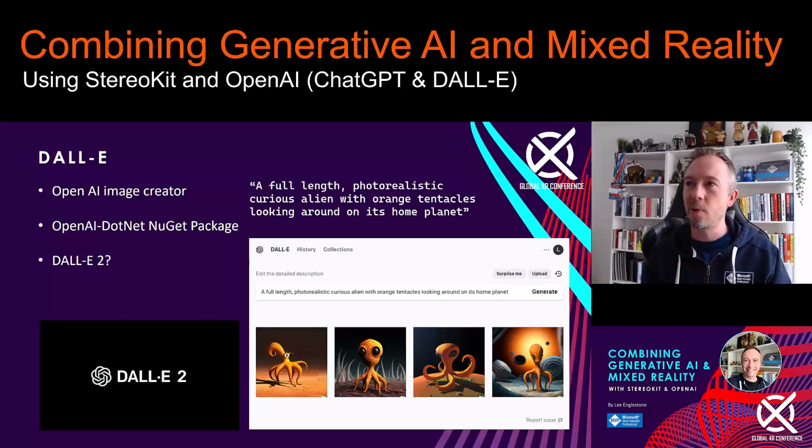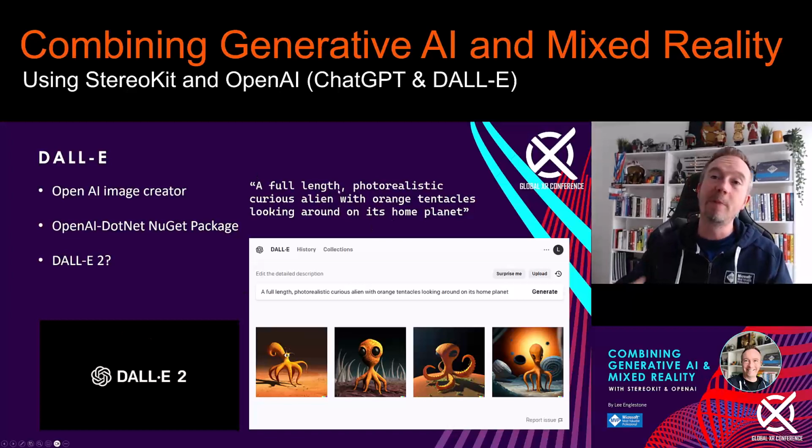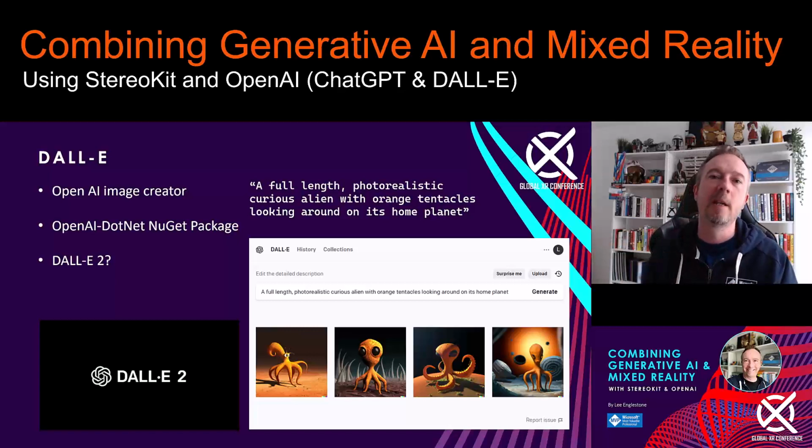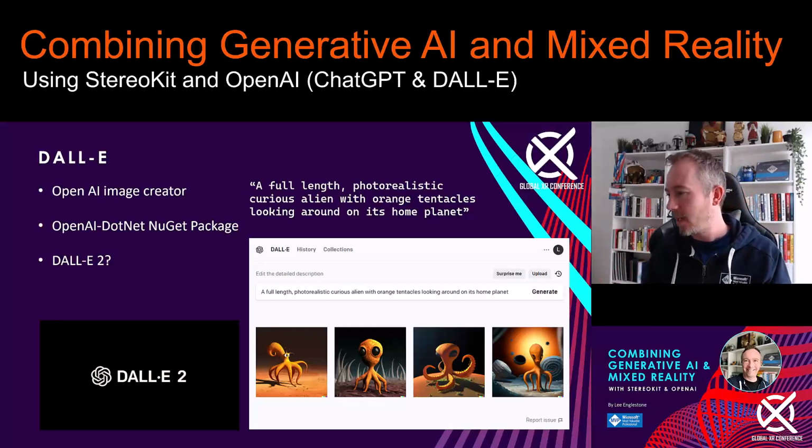And here is just an example of one of the prompts that we'll be using today: a full-length, photorealistic, curious alien with orange tentacles looking around on its home planet. And there you go. There's some images returned by DALL-E, but what we'll be doing is using the OpenAI.net NuGet package, providing a prompt, retrieving the images, and showing it in mixed reality.